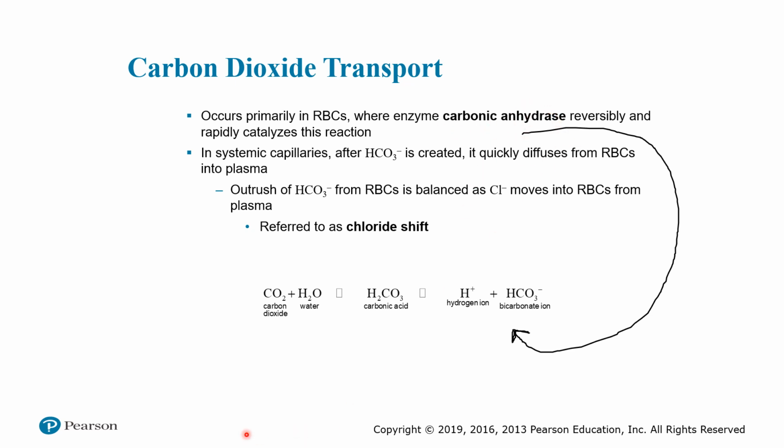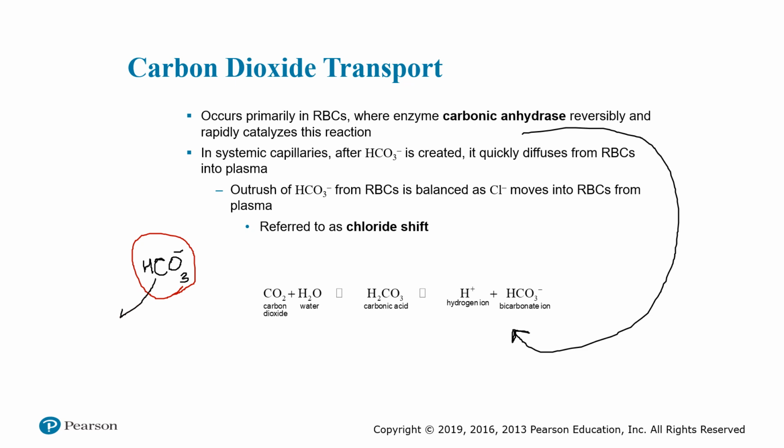So what happens is that this carbon dioxide inside the RBC combines with water and changes into carbonic acid, then it dissociates into hydrogen ion and bicarbonate ion. Now this bicarbonate ion, when it is formed, diffuses outside from the RBC into the plasma. So let me make it here. This is an RBC, and it has this bicarbonate ion which has been made and catalyzed by the enzyme carbonic anhydrase.